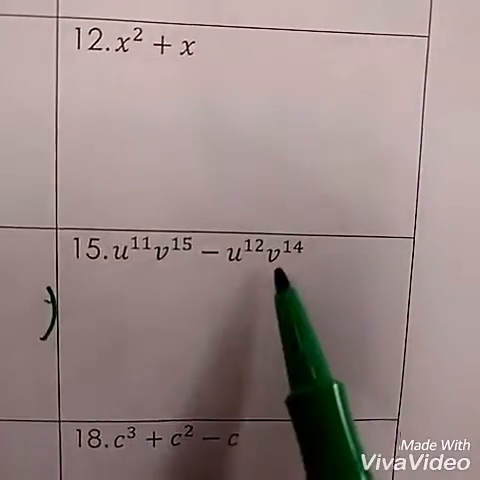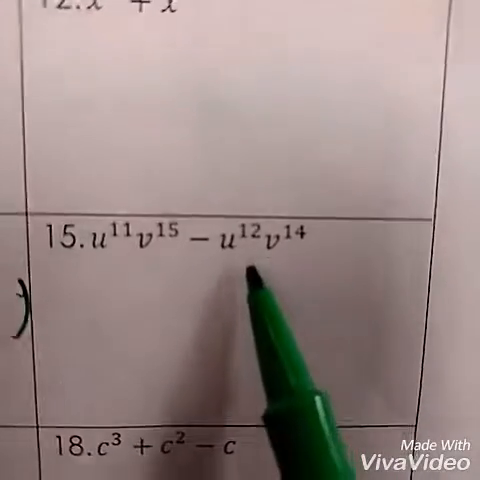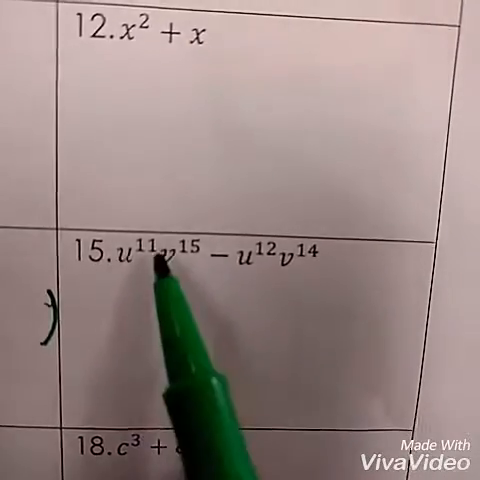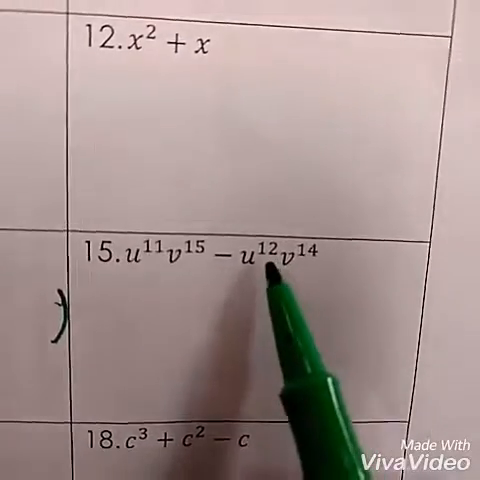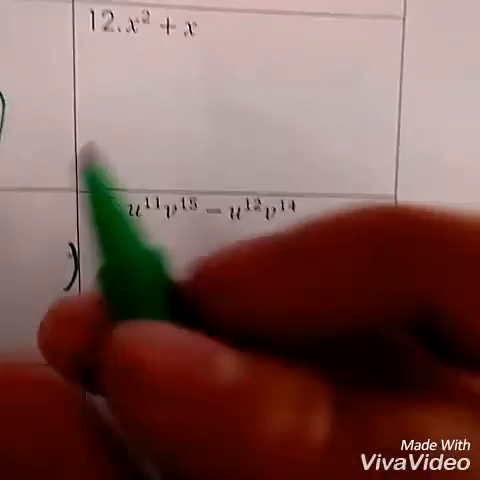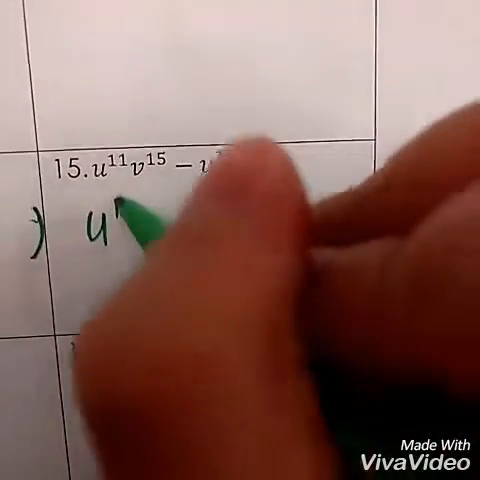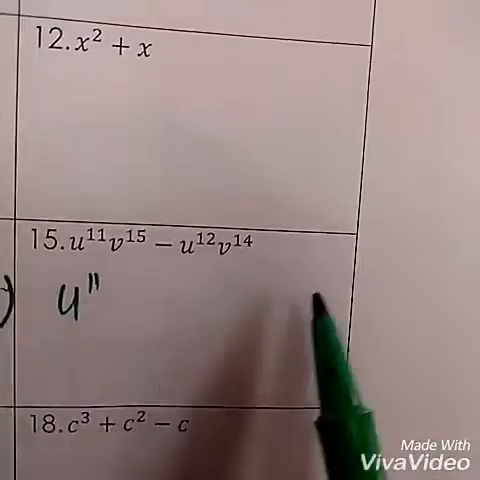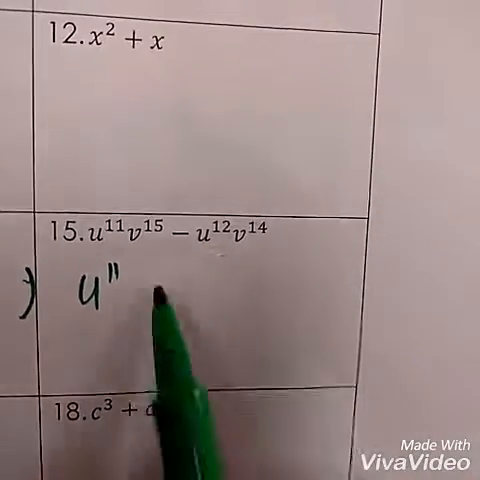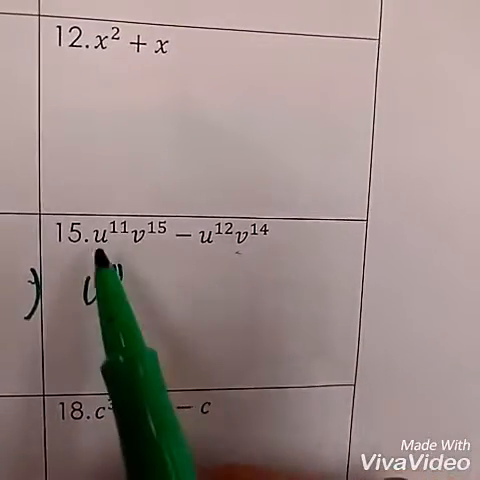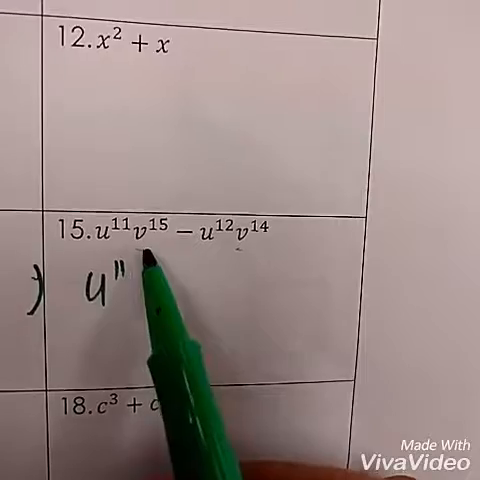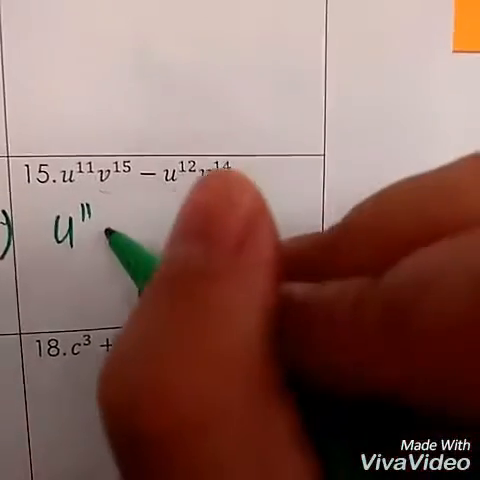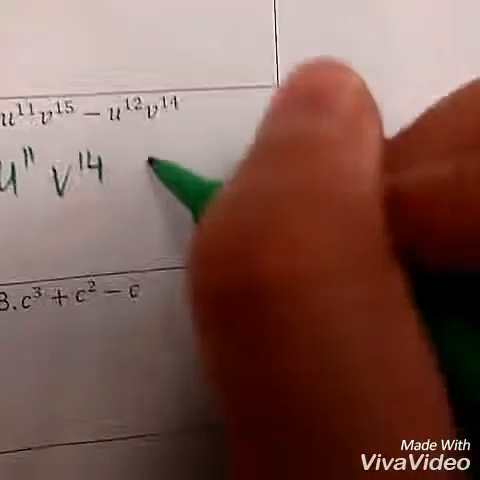Alright, third example is whenever you don't see any numbers, you only have the exponents. So in this example, you take a look at u to the 11 and u to the 12. Well, the most I can take out is u to the 11. So I'm taking out the lowest u of these two, and do the same thing to the v. Here I have v to the 14 and here v to the 15. So the lowest is v to the 14.